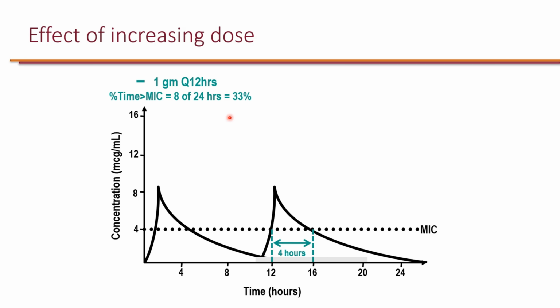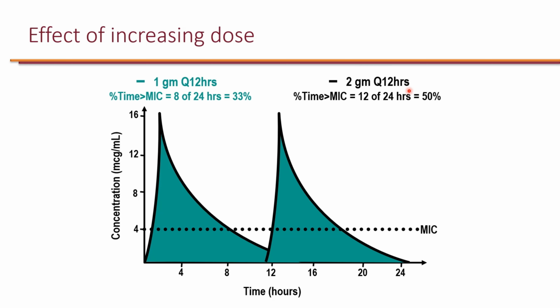Now, what happens if we double the dose? Instead of 1 gram Q12, we do 2 grams Q12 hours. And you can see that you get a much larger peak. However, that doesn't necessarily translate to double the time above MIC. Instead of 4 hours above MIC, you get 6 hours time above MIC for each dose. So overall, it's about 12 hours out of 24, which translates into 50% time above MIC. So by doubling the dose, we increase time above MIC.